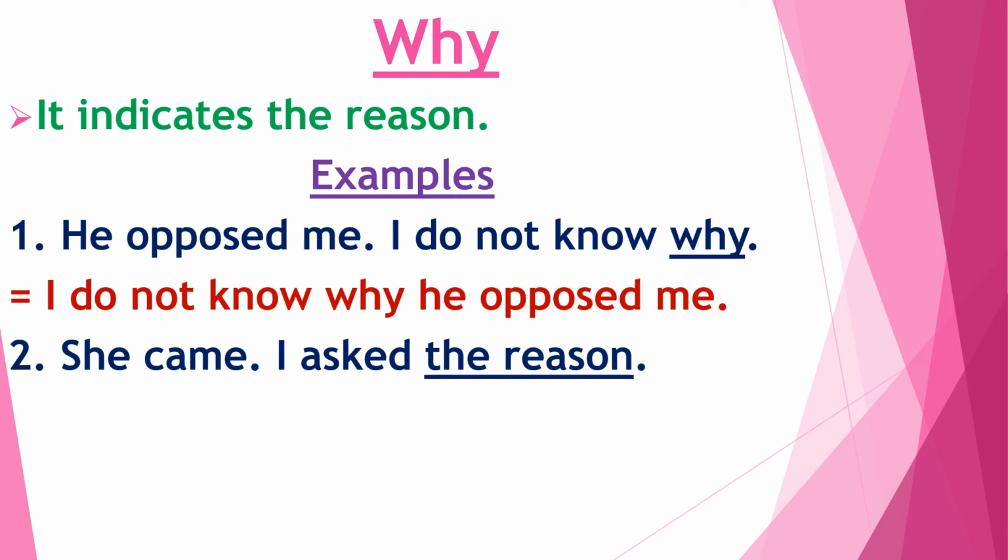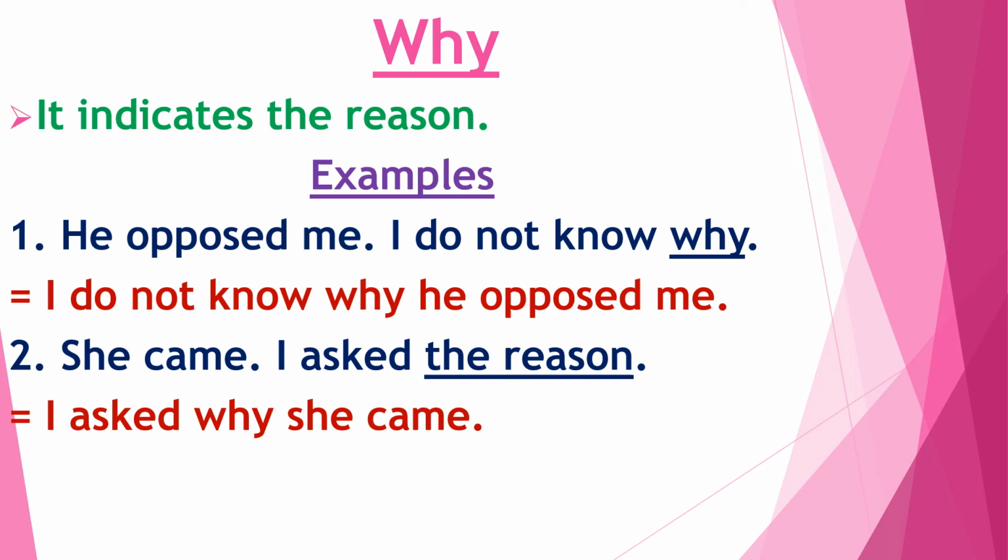Now see the next example. She came, I asked the reason. Look at the second sentence. Here we find the reason. So you will find the word reason. So when you find the word reason, you can join these two sentences using why. So how? At first use the second sentence, I asked, and remove the reason and use why. Then first sentence, she came.